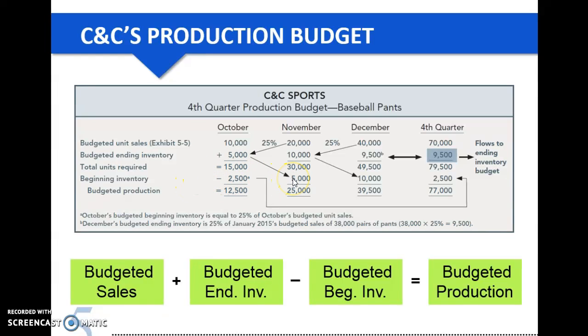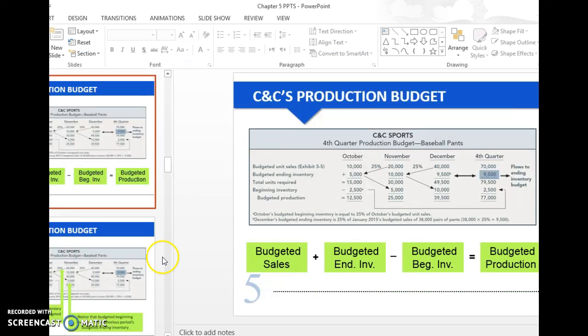The beginning inventory of November will be the ending inventory of October. You look here, the ending inventory for October was 5,000. That comes down as the beginning inventory for November. Ending inventory for November comes down as the beginning inventory for December. The only issue is how do you get the beginning inventory for October. For that, we need to know the ending inventory for September.